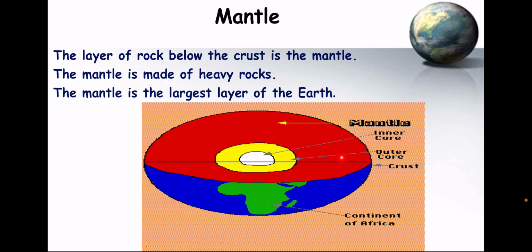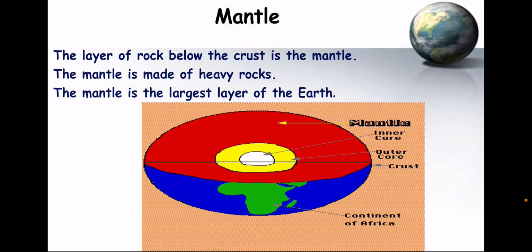So it is a layer above the outer core and below the crust. It is the most massive and largest layer of the earth, with about 67% of the total earth mass, while 80% of the total earth volume. It is about 2,900 kilometers thick.